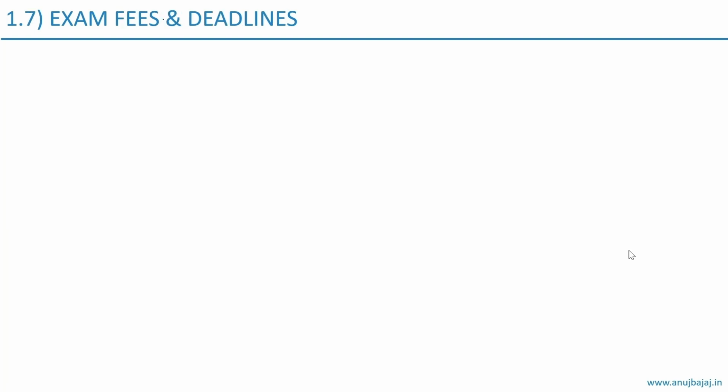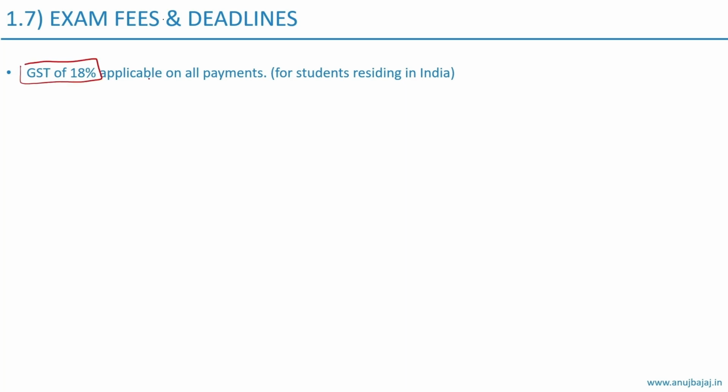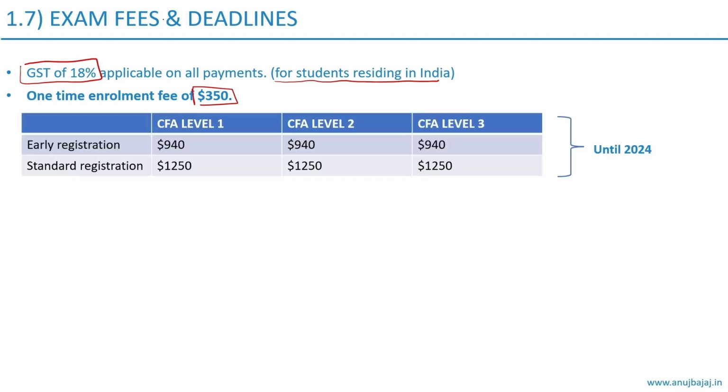Now let us look at the exam fees of all the 3 levels of CFA. A GST of 18% is applicable on all the CFA examination fees. This is only true for the students residing in India. So a one-time enrollment fee of $350 must be paid at the time of CFA Level 1 registration.